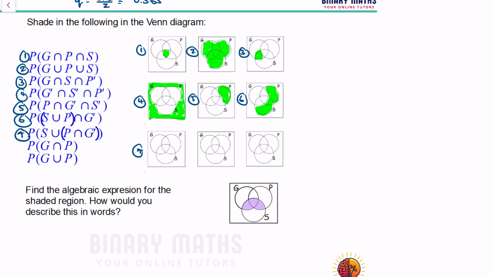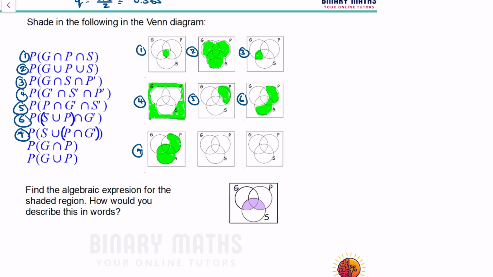P intersect not G. So P intersect not G is just this part. Okay, so we want that part. But we also want S, so everything that's S. So it's just everything here. So we just don't include those 2 parts. So if I were to remember, P intersect not G is this part. And then I want all of S because union, so I want S. So it's that part as well.